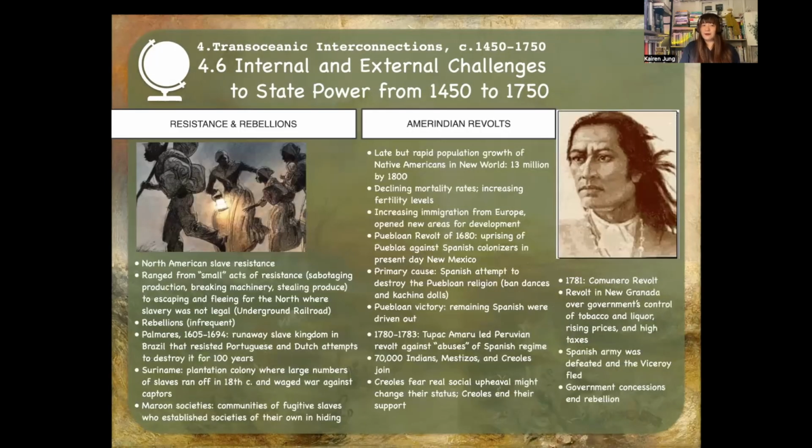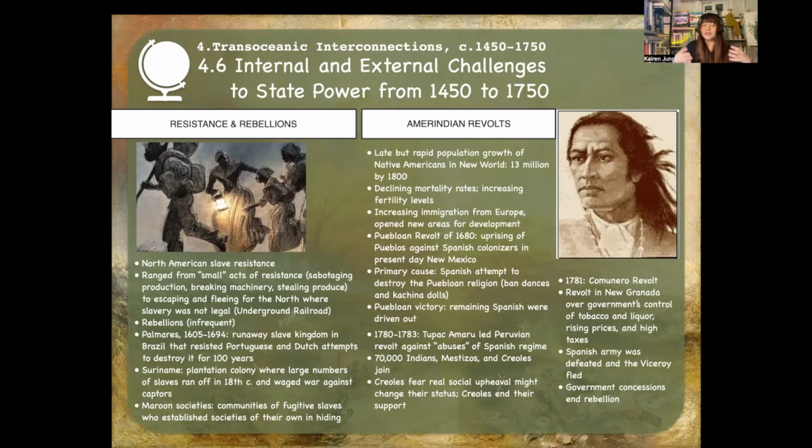Let's look at some examples of resistance and rebellions. In North America, you did have slave resistance. They ranged from small acts of resistance, such as sabotaging production, breaking machinery, stealing produce, to escaping and fleeing to the northern states, where slavery was not legal. Remember the Underground Railroad? Rebellions were infrequent, but they did exist.